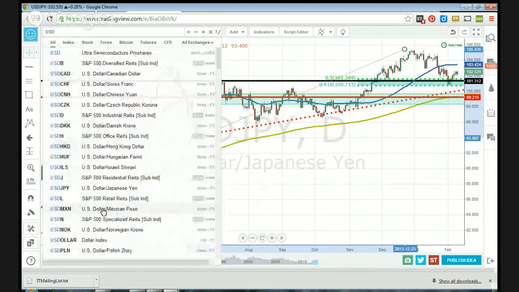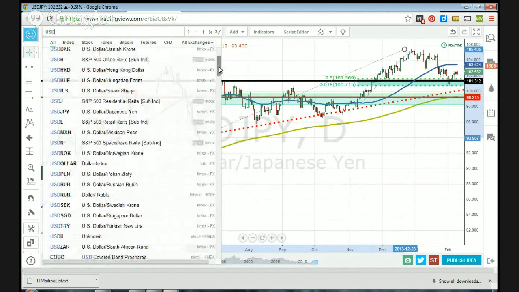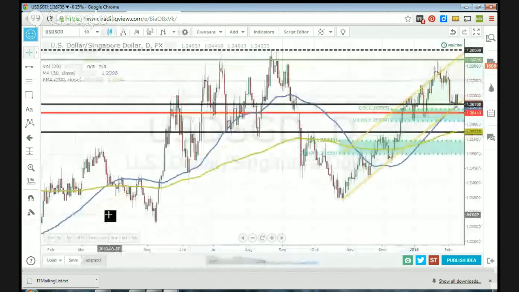informedtrades.com/Japan. I posted about this yesterday on Japan on Informed Trades. For anyone who has a long-term perspective or interest in a longer-term opportunity, I think that's worth taking a look at. Okay, dollar Singapore.